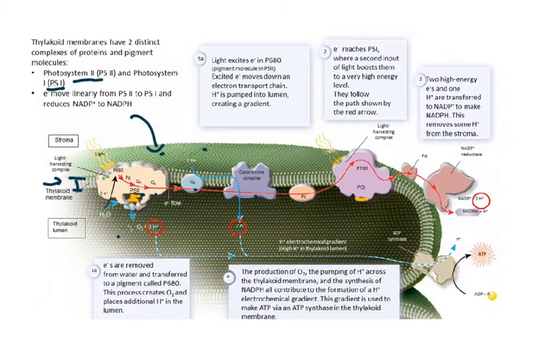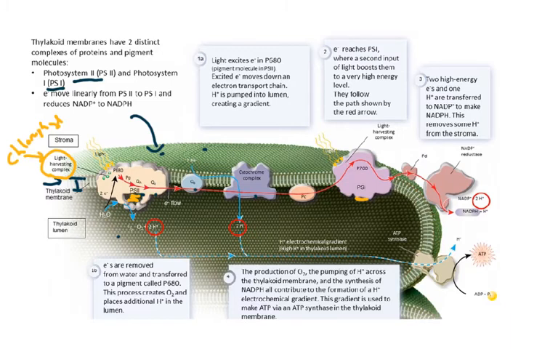And the thing about both of these photosystems is they have a light harvesting complex. This light harvesting complex is going to be all of these chlorophyll molecules. And the idea of these chlorophyll molecules is that they are absorbing this light energy and passing it to a reaction center.